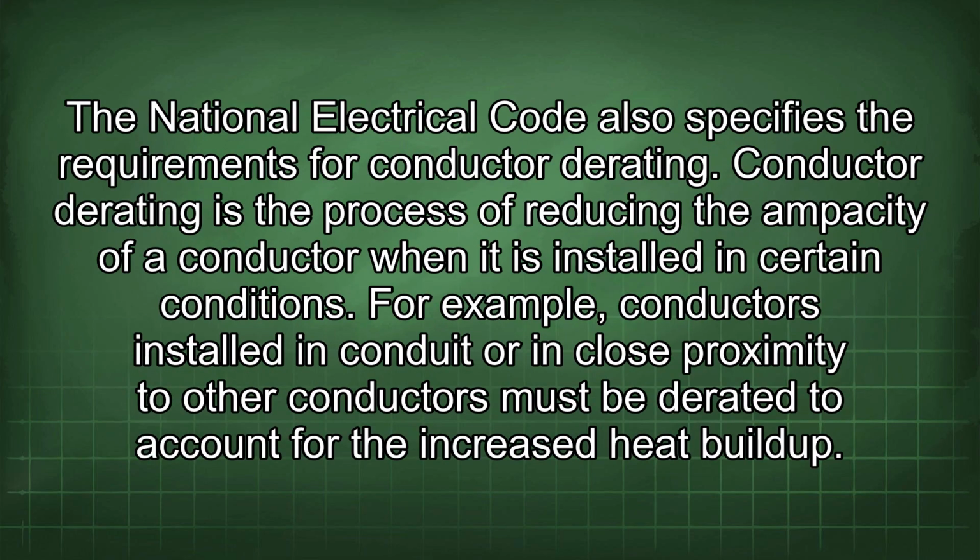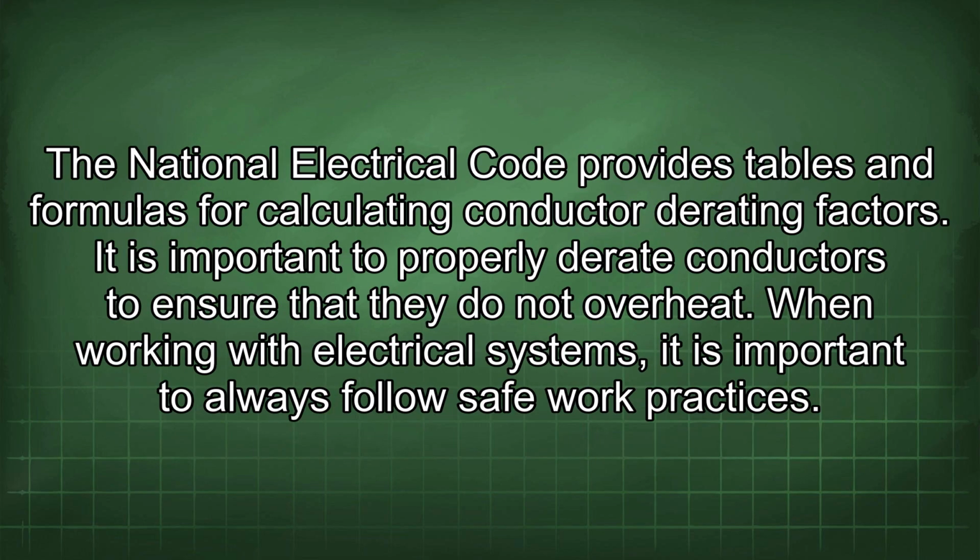The National Electrical Code also specifies the requirements for conductor derating. Conductor derating is the process of reducing the ampacity of a conductor when it is installed in certain conditions. For example, conductors installed in conduit or in close proximity to other conductors must be derated to account for the increased heat buildup. The National Electrical Code provides tables and formulas for calculating conductor derating factors. It is important to properly derate conductors to ensure that they do not overheat.